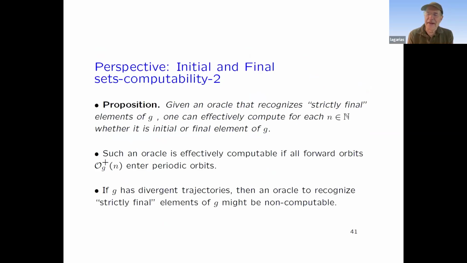Okay. It's not obvious that you can deal with strictly final in terms of computability, namely, how can you effectively compute if a number is strictly final? But it does turn out this is all computable if all the forward orbits go into periodic orbits. And indeed, you could prove a computational result that if you have an oracle that recognizes strictly final and gives you a yes or no answer, together with a generator for the thing, then there's an effective procedure to determine whether elements are initial or final.